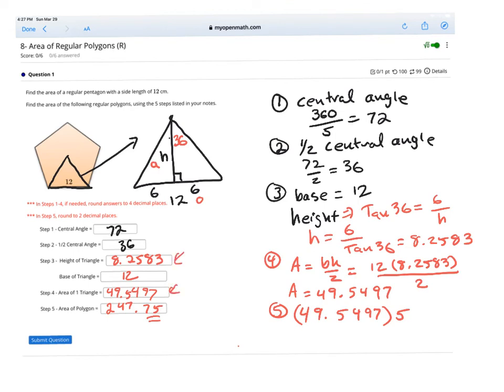So what we did is we found the area of just one of these triangles, and then we multiplied it by 5 because there's 5 congruent triangles that make up that polygon. And that's how you find the area of a regular polygon if you're given the length of one of the sides.